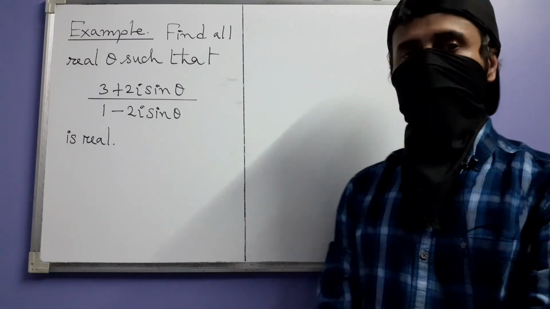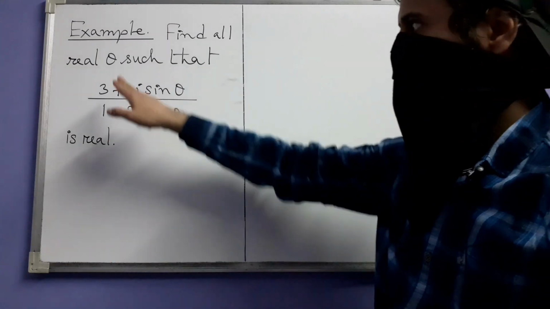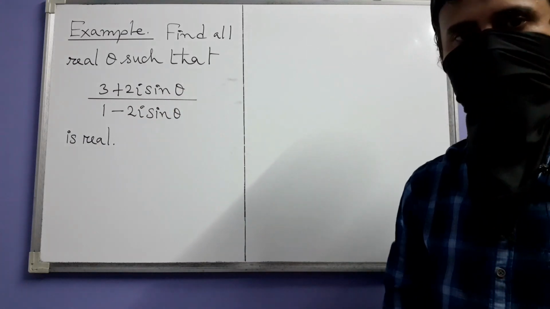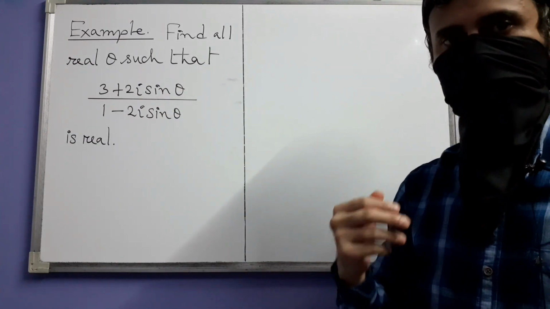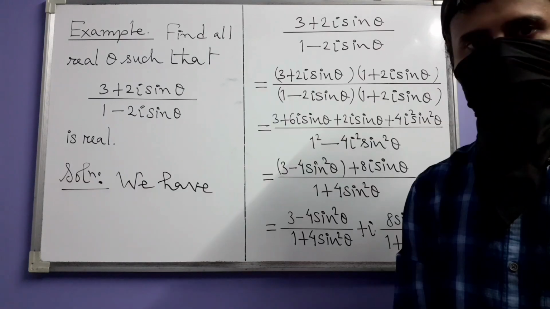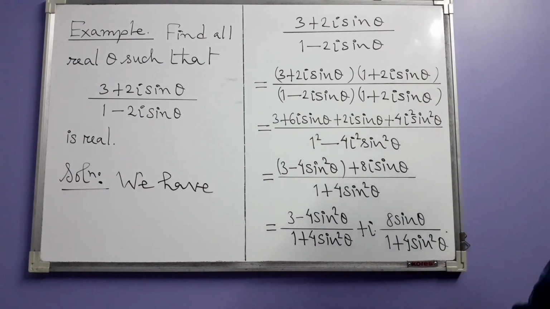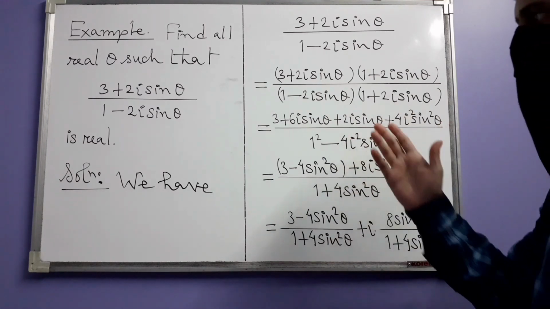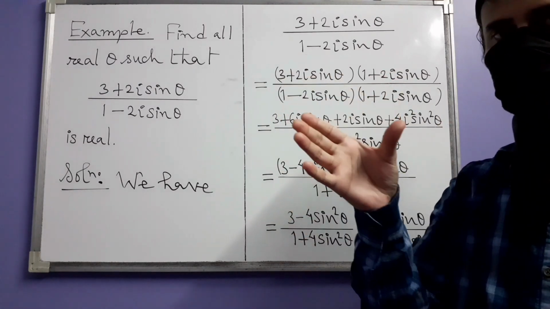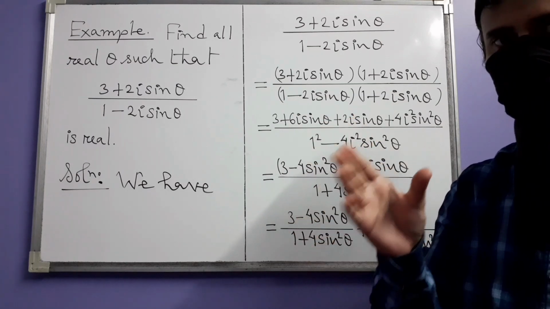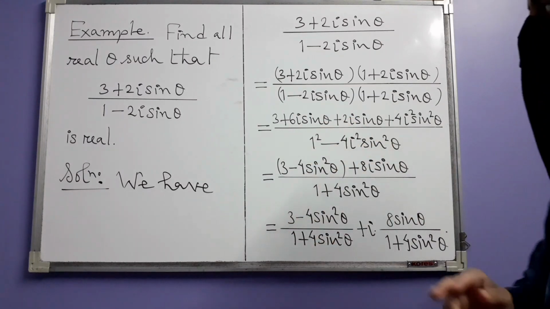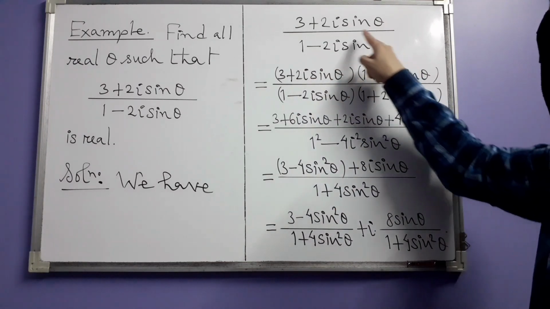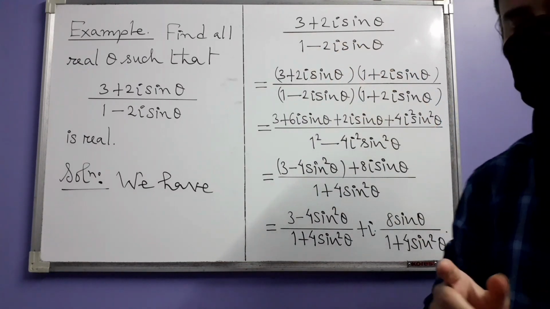In this next example, we have to find all the real numbers theta for which this complex number is entirely real. That means its imaginary part is 0. So we start the solution and immediately we start manipulating this complex number. Our aim here is to express it in this standard form, that is real part plus i times imaginary part. To do that, you already know what to do. You have to make the denominator real.